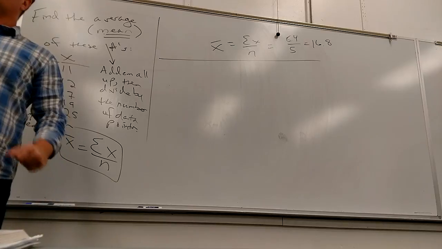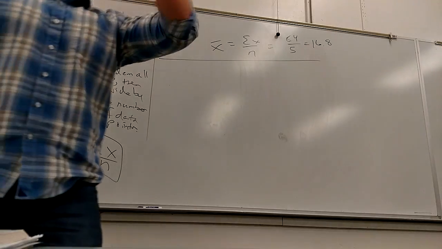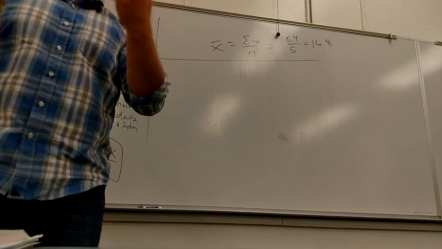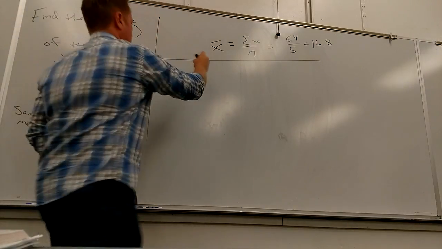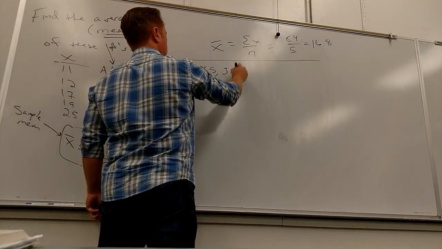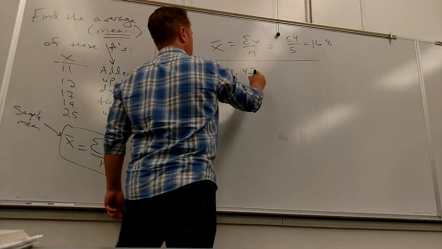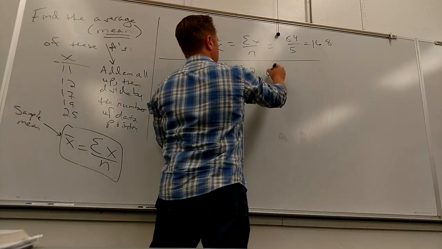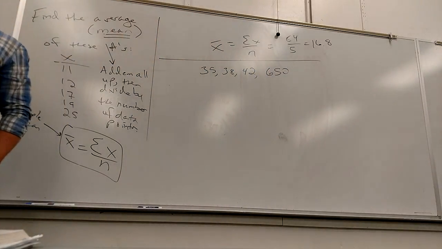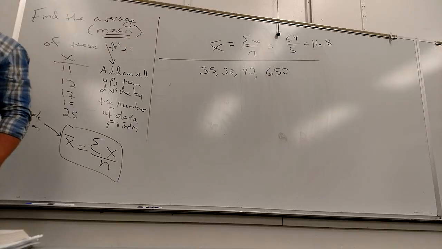So let's say I go to a company. I want to start working at a company, and I say, hey, man, how much money could I expect to make? Right? And he says, okay, well, Fred makes $35,000, Bill makes $38,000, Sally makes $42,000, and the big boss man makes $650,000. Right? This little company. You guys with me?